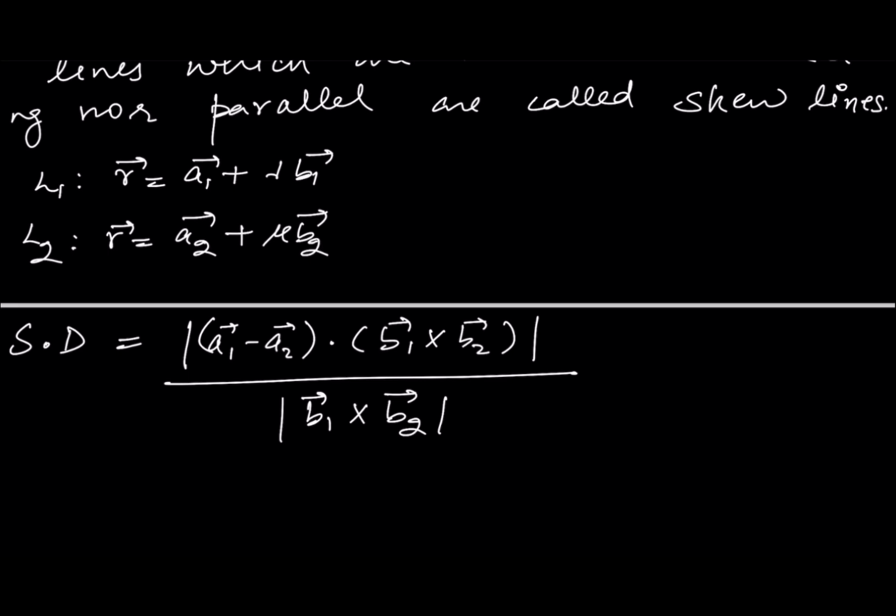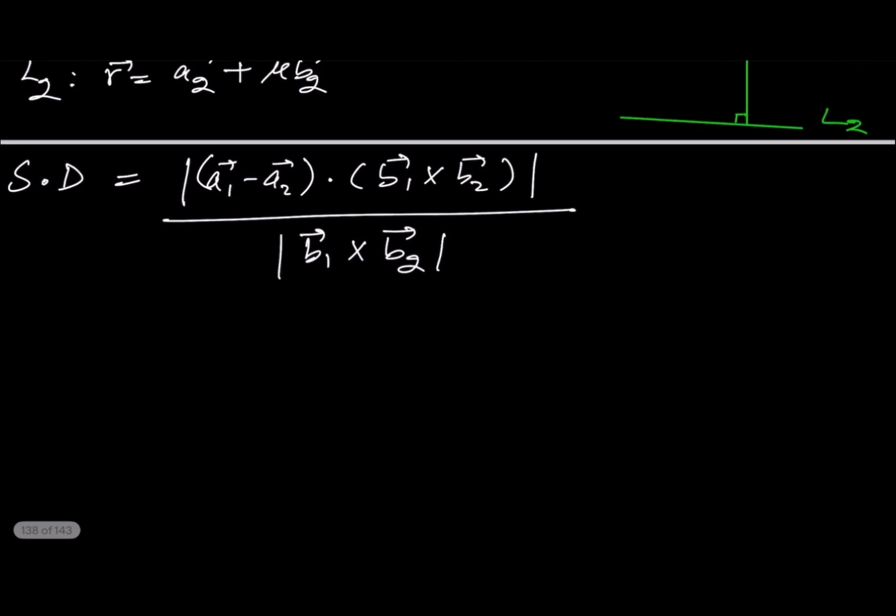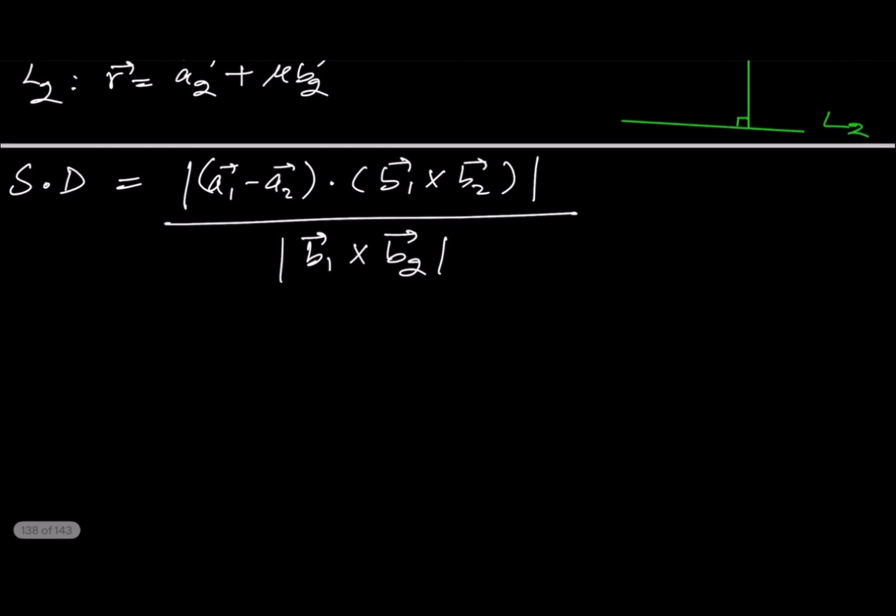Let's say this is L1 and this is L2, and this is shortest distance. Now we have to see its proof. That is proof for shortest distance between skew lines.